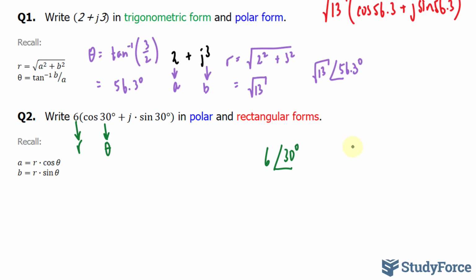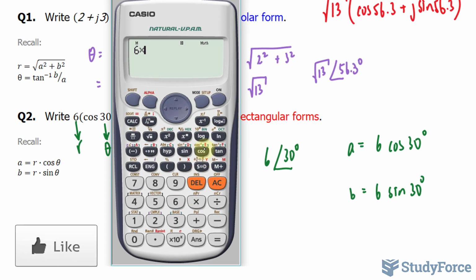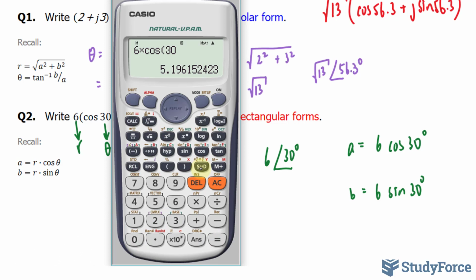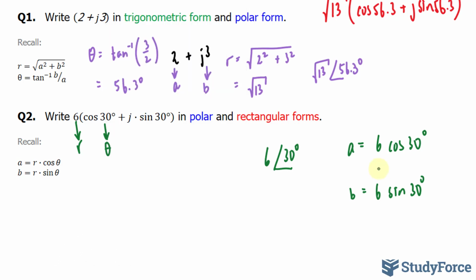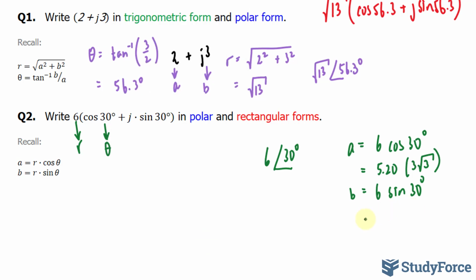The first formula will help us find a, and the second formula will help us find b. Let's start off by finding a. A is equal to our radius of 6 times cosine of 30, and b is equal to 6 times sine of 30 degrees. Using our calculator for both of these calculations, 6 times cosine of angle 30, and make sure that your calculator is in degrees, gives us 5.20, or 3 times the square root of 3. And 6 times sine of 30 gives us 3.